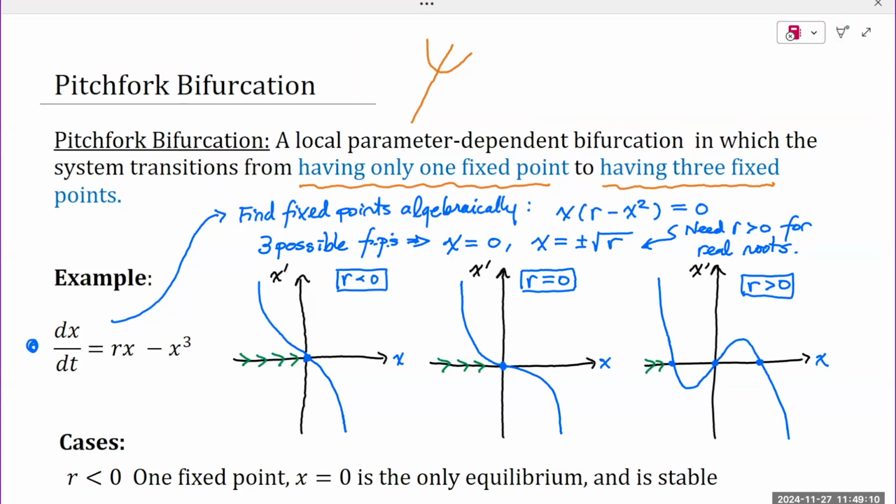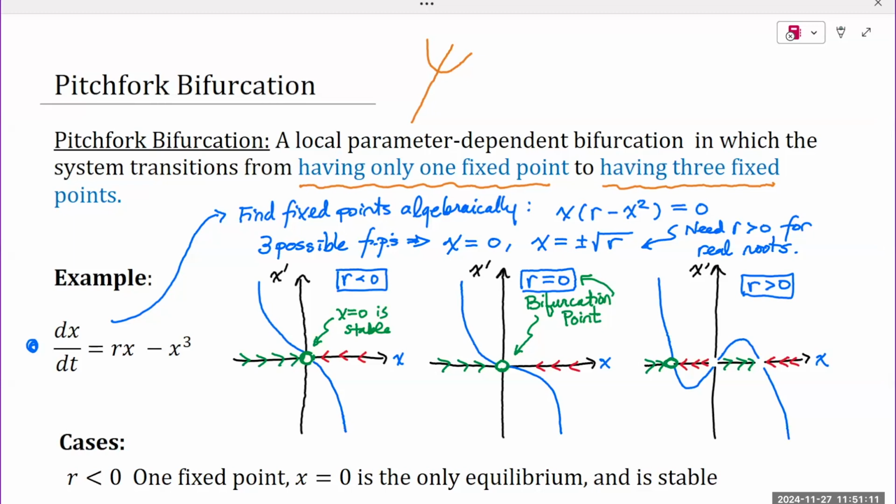That is everywhere where the derivative is positive, and then everywhere the solution is moving to the left, everywhere the derivative is negative. Now it's straightforward, once again, to identify the stability properties of the fixed points in each of these cases. When r is negative, we have one real fixed point at 0, and it is stable. r equals 0 is a bifurcation point and is still stable in this case. And then for r greater than 0, we have three different cases.